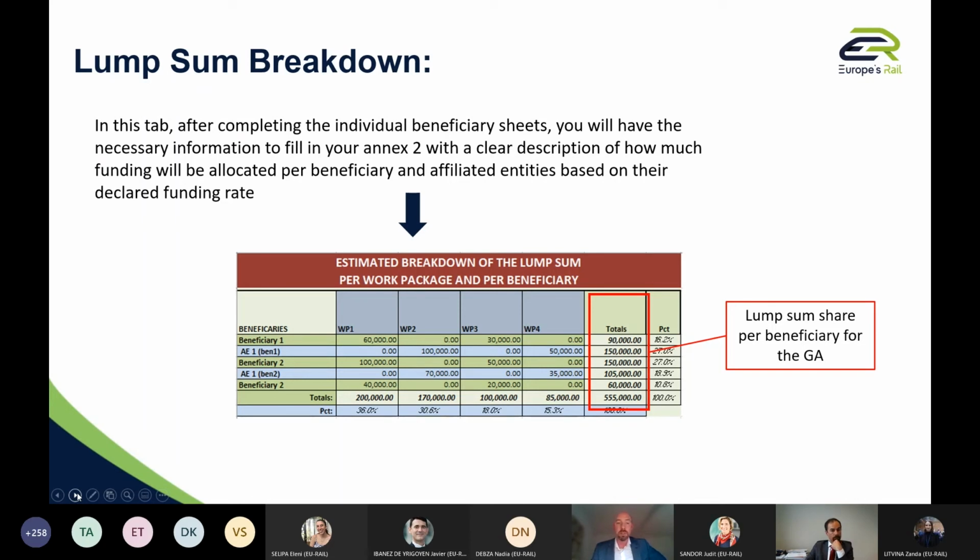So that's important. And the totals that you see would become the lump sum share per beneficiary for the grant agreement. So the amount of co-funding you would receive in total after all work packages have been completed and at the end of the project. So this is something which is quite important that will be submitted in the proposal and that we will evaluate together with the other information of the Annex 1. Next, please.